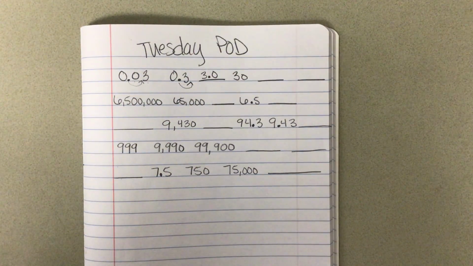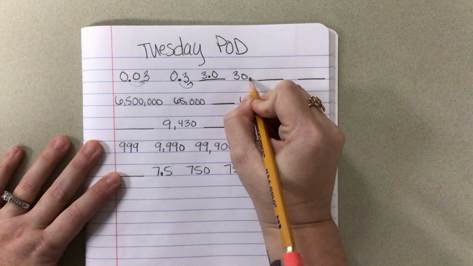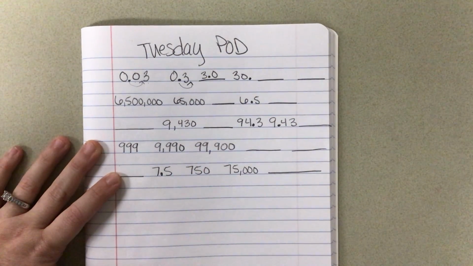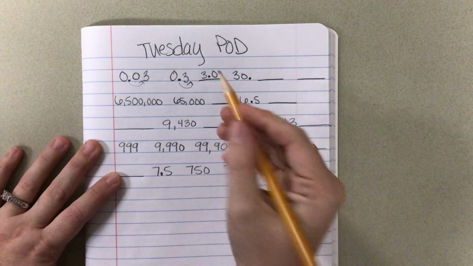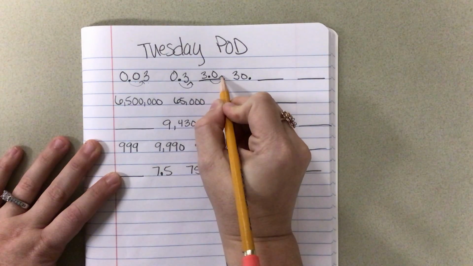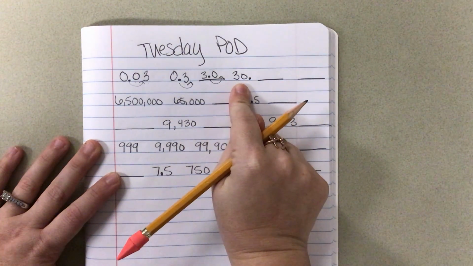Remember, every number has a decimal. And the decimal, if you don't see one, goes after the ones place, just like in money, $30 has a decimal at the end and then 0 cents. So if we take our decimal and we move it over again, does this now match that? Absolutely.